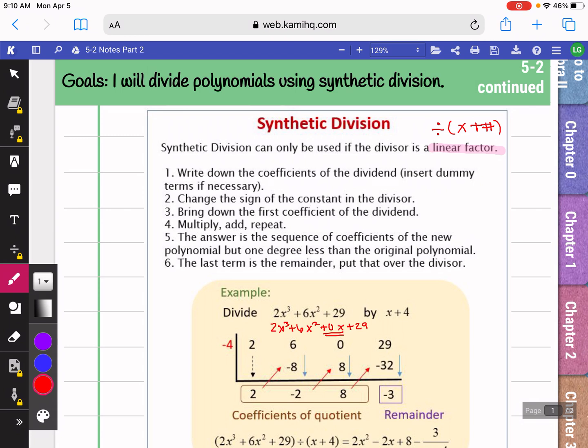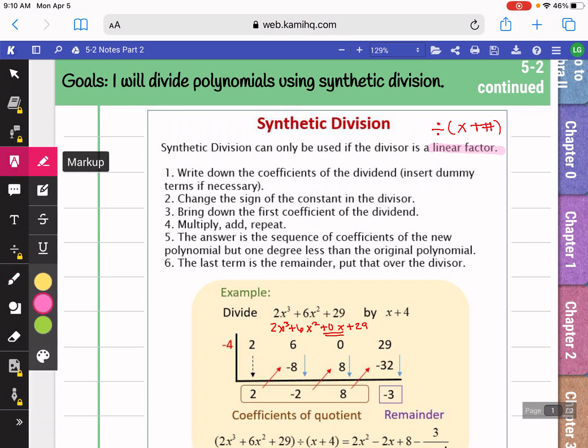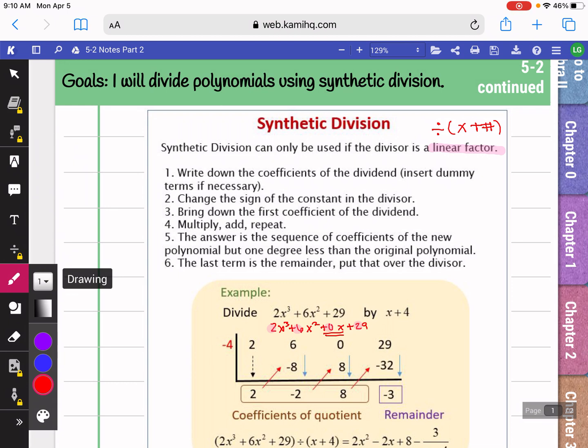So what you do is you draw a box, and in that box, kind of like an L though, you put the coefficients, which are the numbers in front. So here we put the 2, the 6, the 0, then the 29. And then the x plus 4, what you do is you take this number and you're going to put it in front here. But when you do that, you need to change the sign. So instead of putting a positive 4 there, we would put a negative 4.